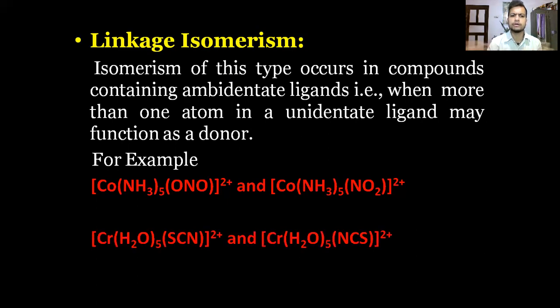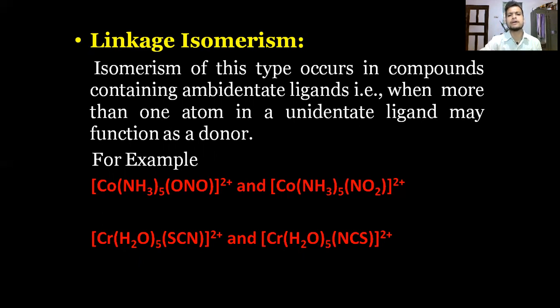If I can show you one more example, like Cr(H2O)5SCN, and Cr(H2O)5NCS. SCN, sulfur is donating. NCS, nitrogen is donating. So whenever we talk about this kind of difference between two molecules but having the same composition, if you can see, the composition is exactly the same. The only difference is in the link of the ambidentate ligand with the metal. That's why we call it linkage isomerism.